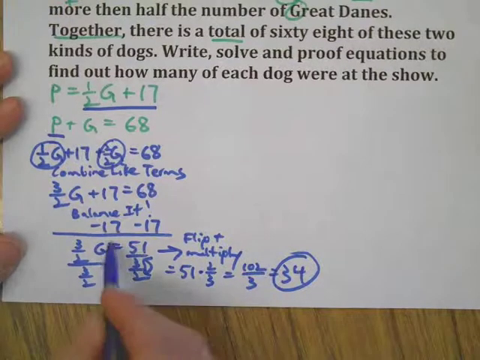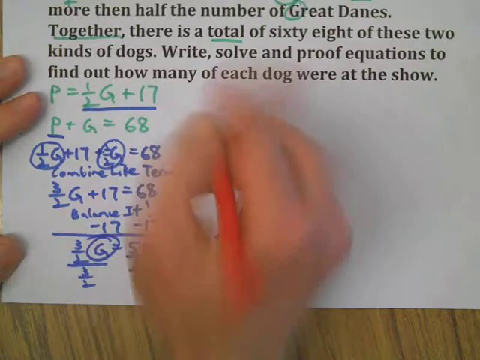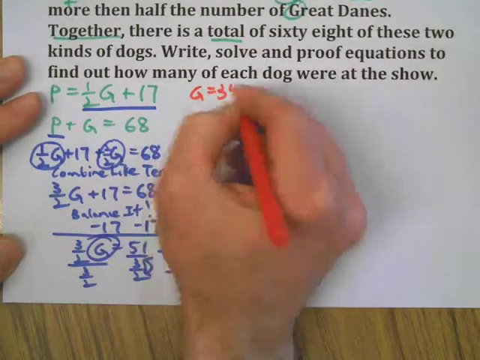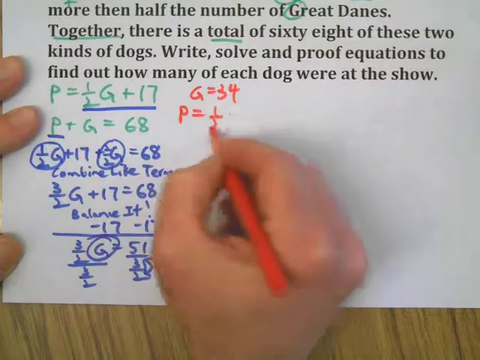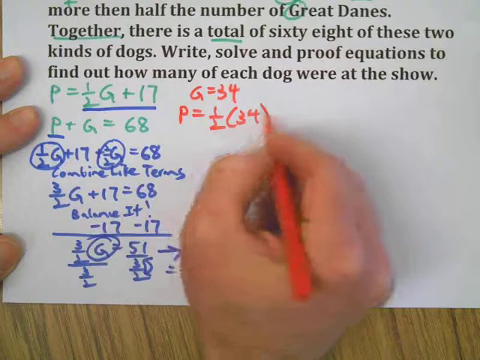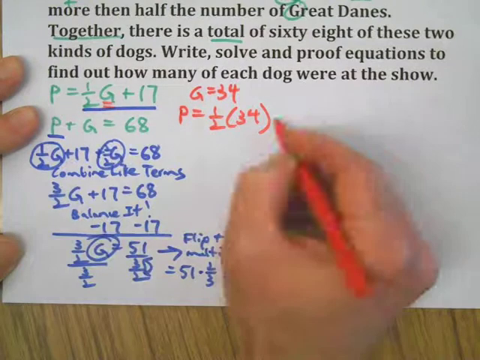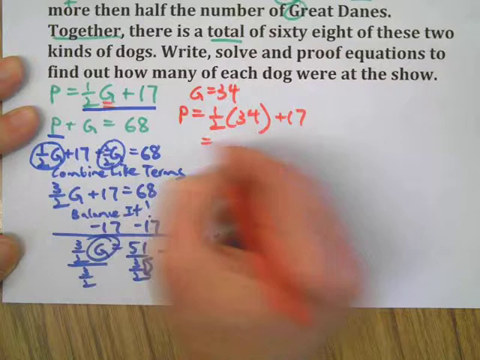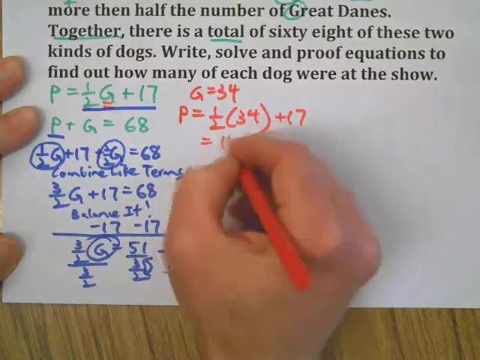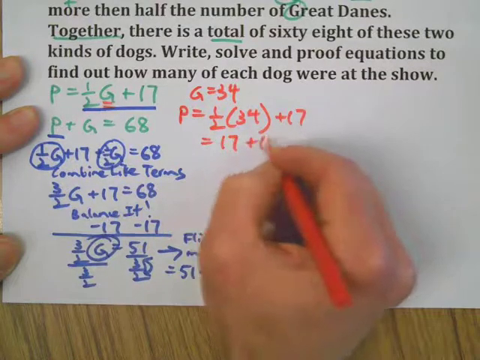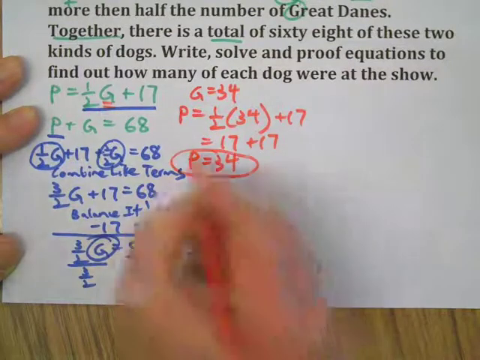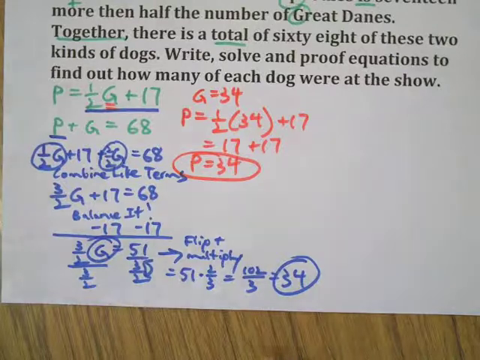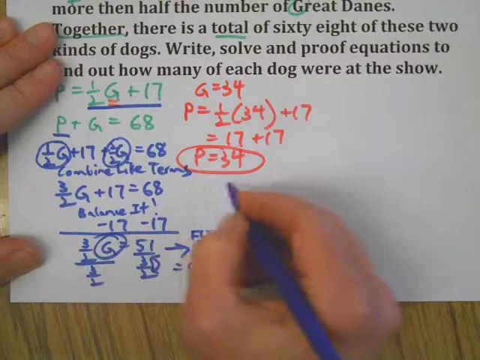34. That's the number of Great Danes. We just solved for that. We think. We still have to do a proof, right? But to find the poodles, we're going to take 1/2 of that answer, right? And add 17. 1/2 of 34 is 17. And then we add 17 to that, we get 34. Wait a minute. Is that possible? Well, sure it is.